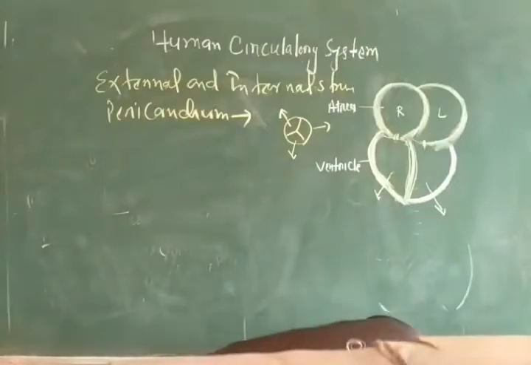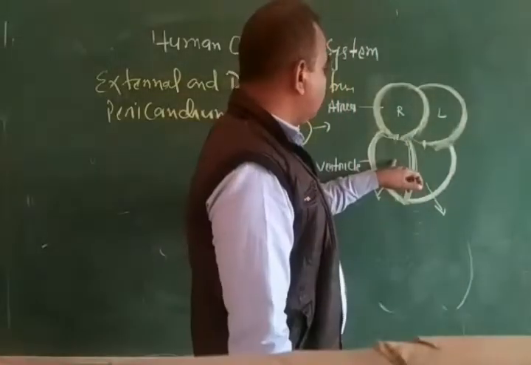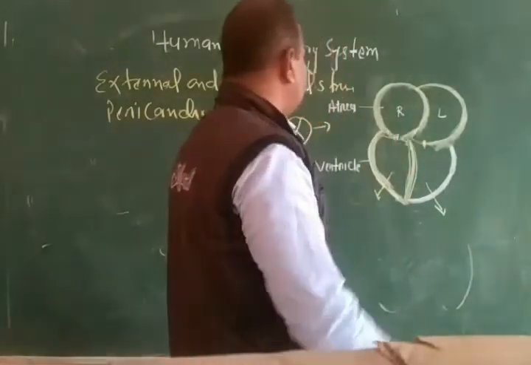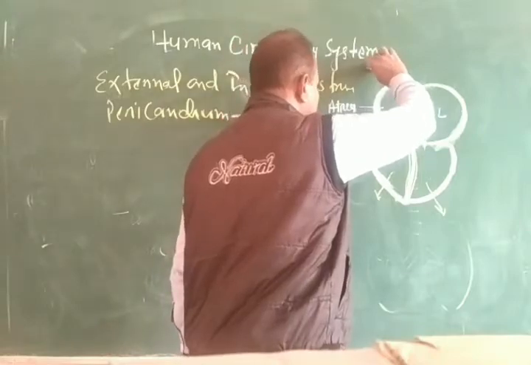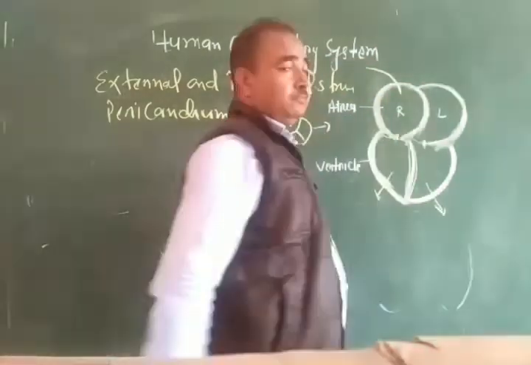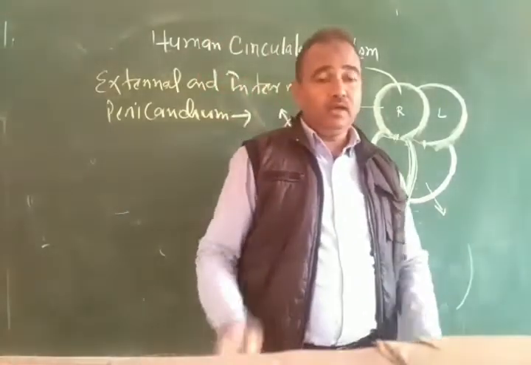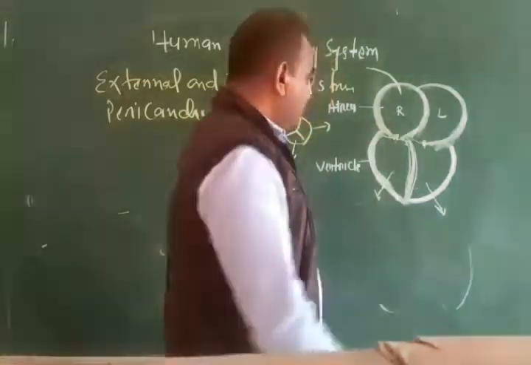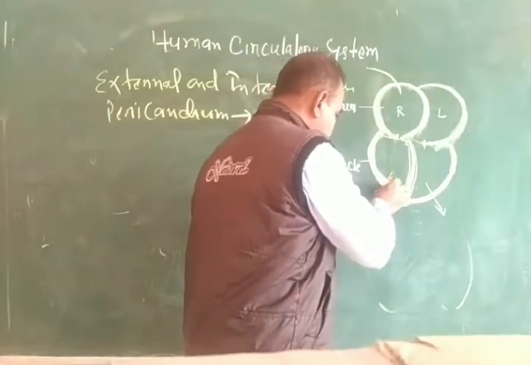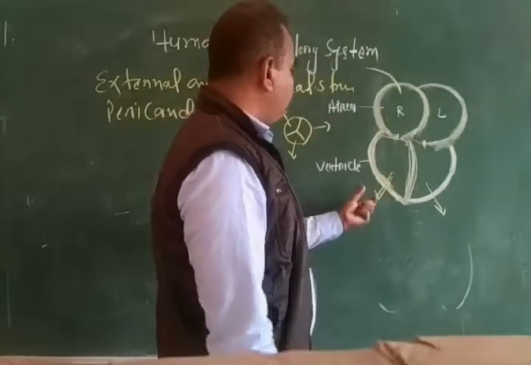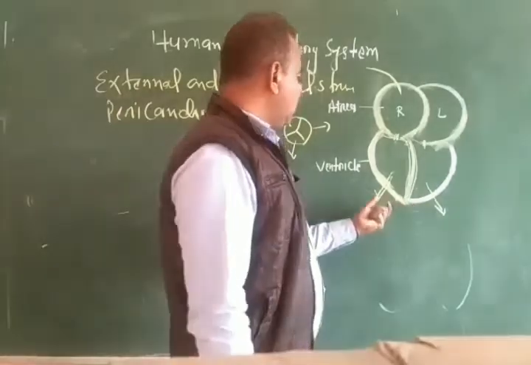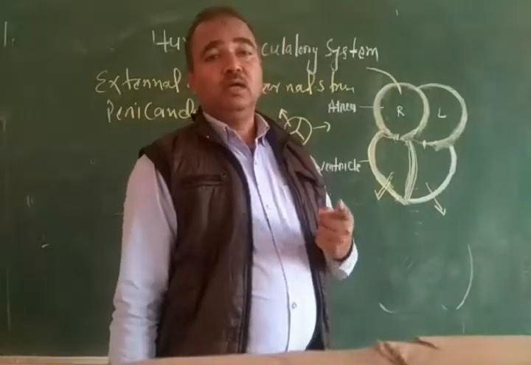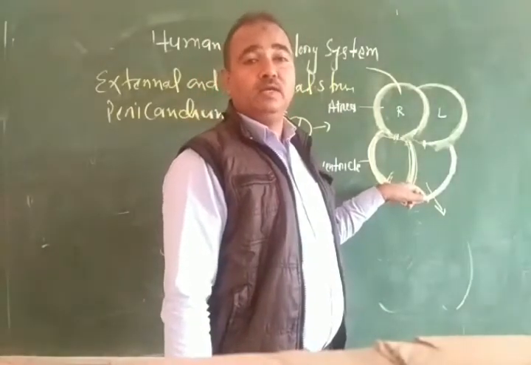In reference to the right atrium, it receives impure blood from the body through a common vein. Finally, the right side pushes the impure blood to the lungs by the pulmonary artery.